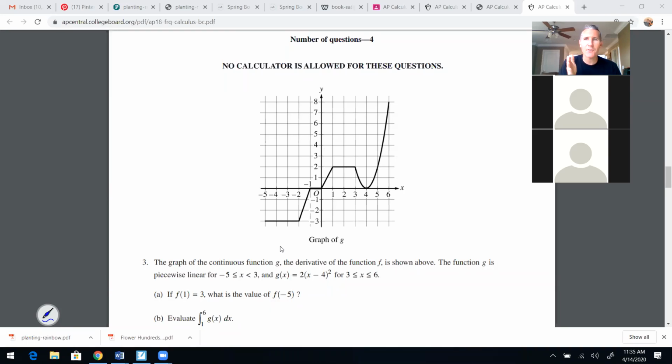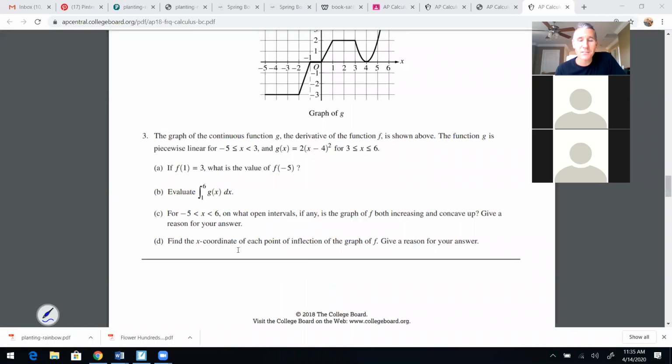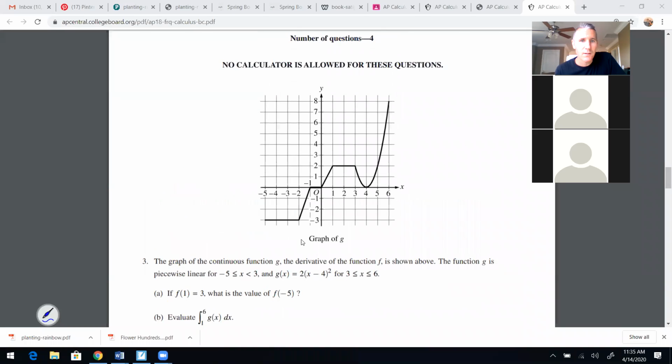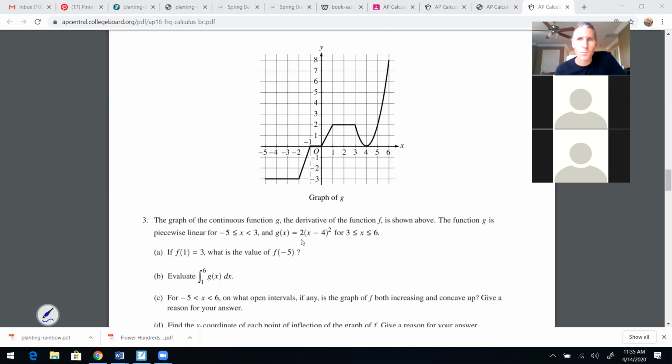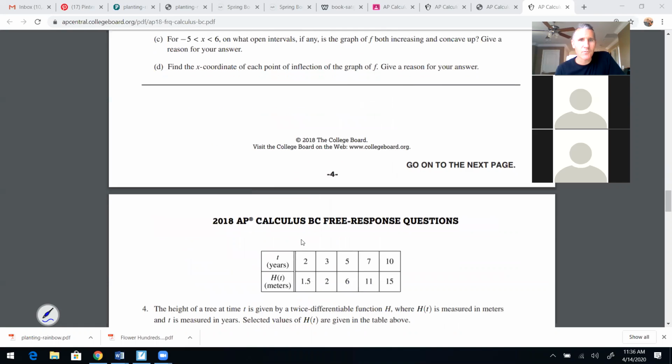So this is kind of like my explanation so far. But anyway, they ask some good questions for problem number 3. Okay, now let's look at number 4.